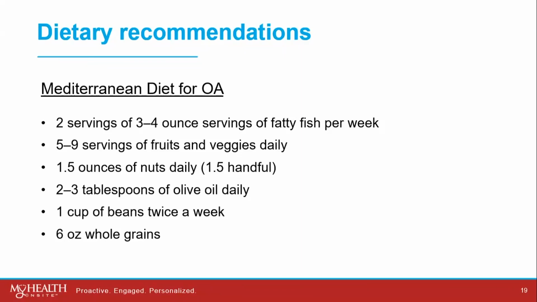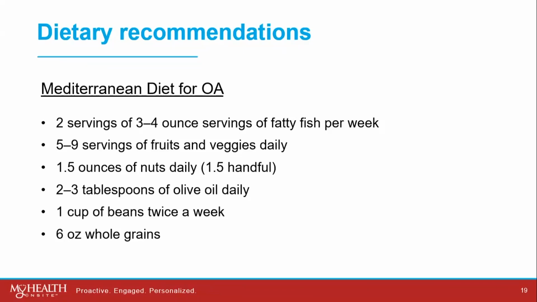For the nuts, it's recommended to aim for 1.5 ounces per day, which equates to about 1.5 handfuls per day. Nut butter, if it's natural and minimally processed, not a lot of additives to it, would also count. So if you enjoy almond butter, that counts. If it's peanut butter, make sure it's a natural peanut butter that doesn't have partially hydrogenated oil in it.